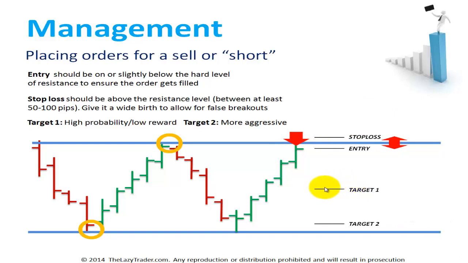Target 1 could typically be, for a high probability low reward, halfway down the bottom of the range, because it's more likely that price is going to get there, and then target 2 would be just to go to the bottom. So what you can simply do is when price gets to target 1, buy back half the position, so that means taking half your profits off the table and scaling out in that fashion, leaving half the position to run to target 2.